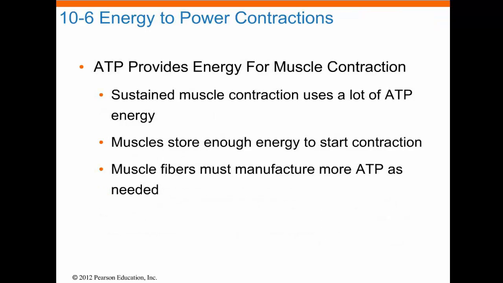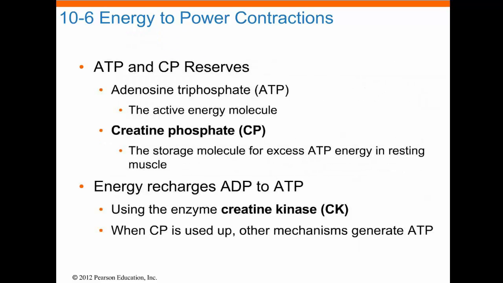So ATP, adenosine triphosphate, provides energy for muscle contraction. Sustained muscle contraction uses up a lot of this ATP energy, and the muscles have to store enough energy to be able to start contractions. So muscle fibers have to actually manufacture more ATP as it's needed. There are two ways that it can do it.